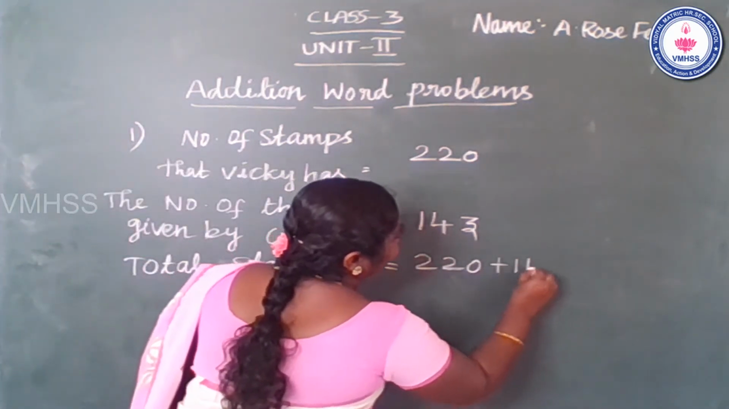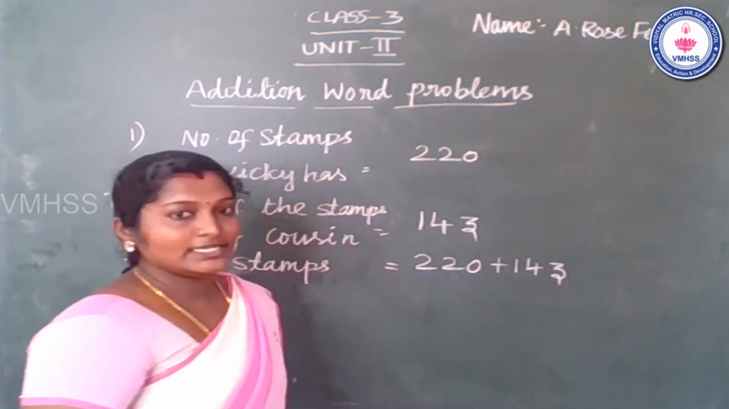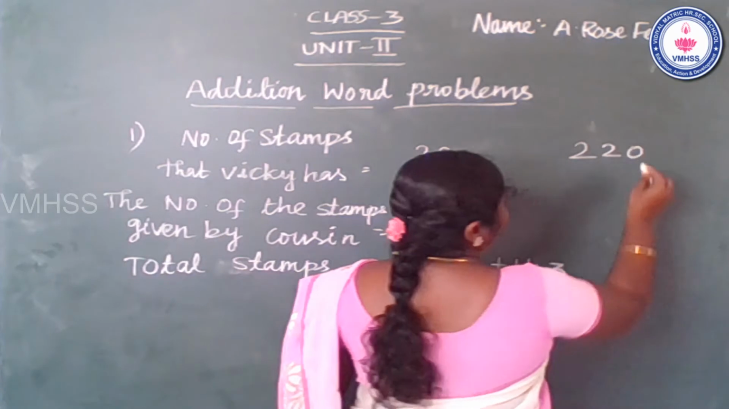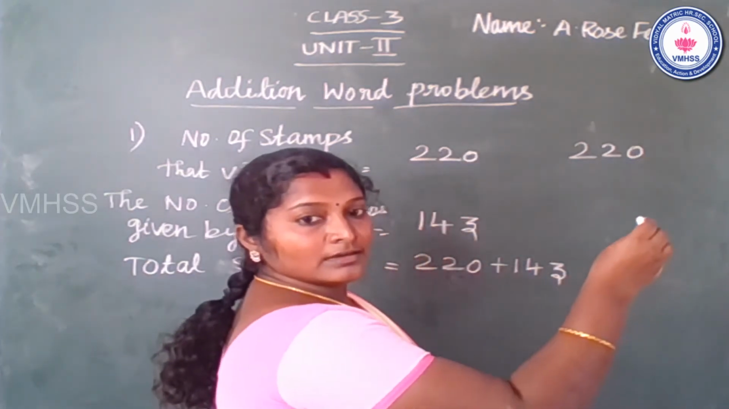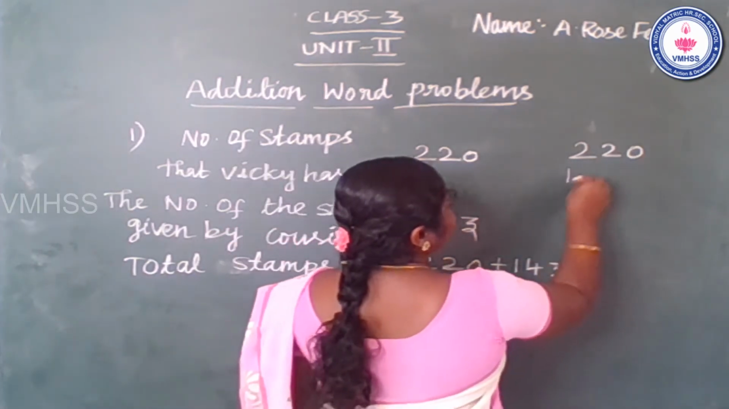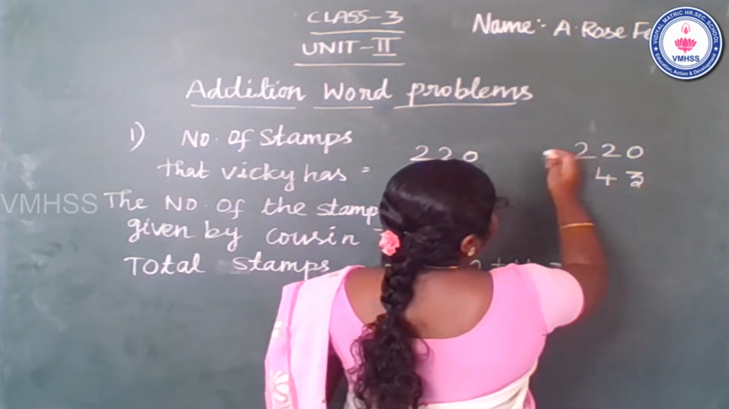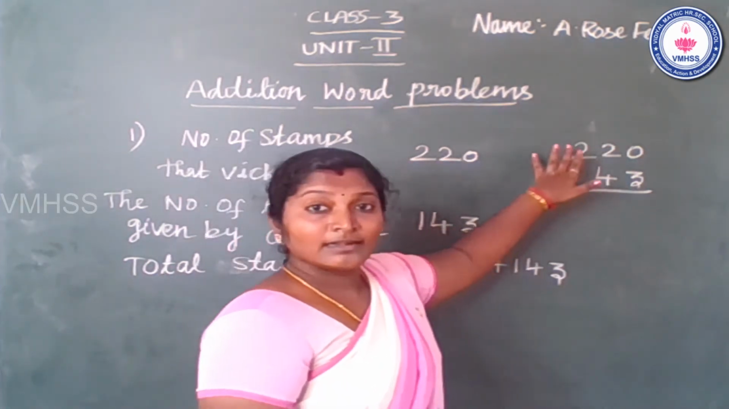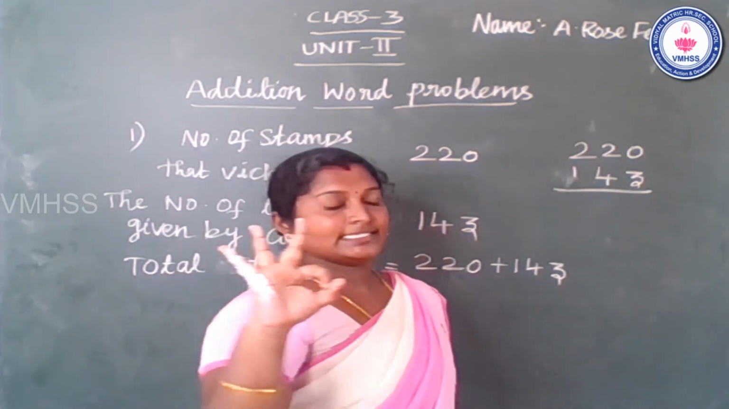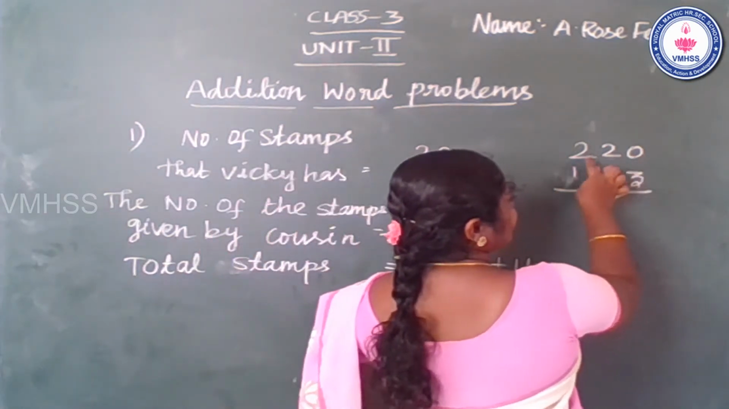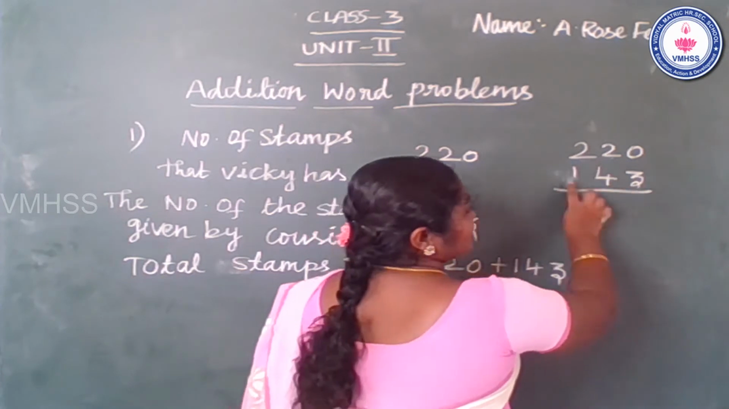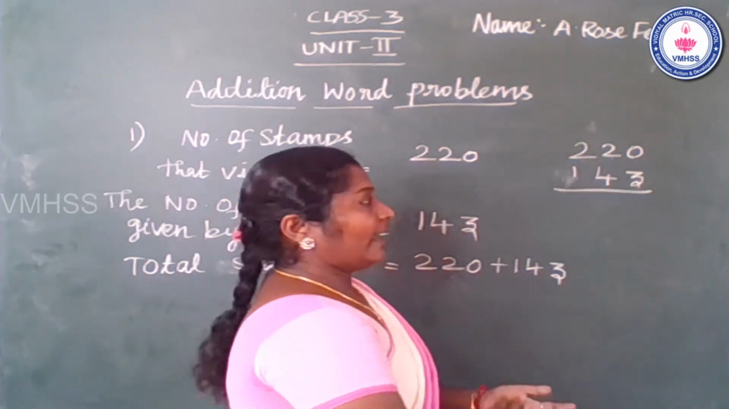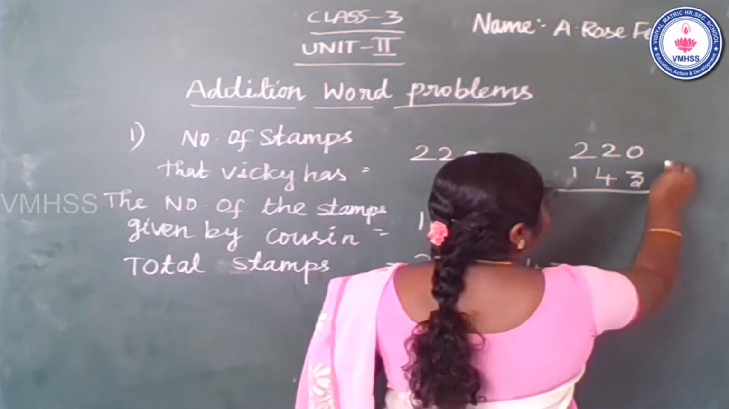So, 220 plus 143. Okay, students, now we are going to add these numbers. 220 plus 143. Please see the board. How many digits? Very good, 3 digits. Ones, tens, hundreds. This number also has ones, tens, hundreds. Add these two numbers.